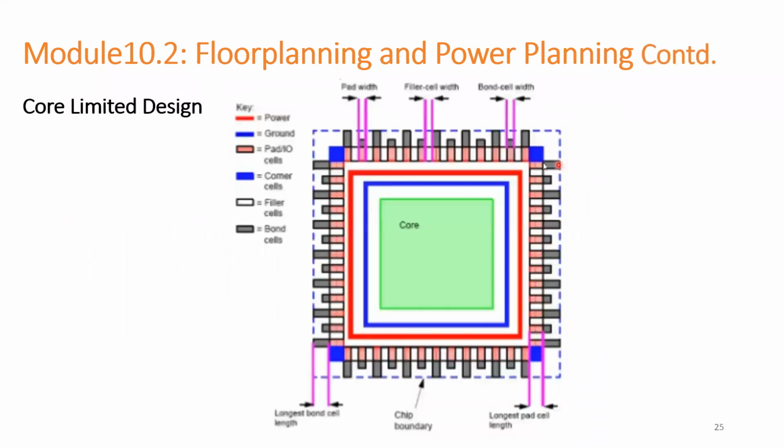This is a chip level layout, so you can take a look at it. Here it is the die region and this is the core region. The input and output pads will be placed here. The filler cells will be used in between the pad cells for n-well continuity. Bond cells will be placed and corner cells will be there.